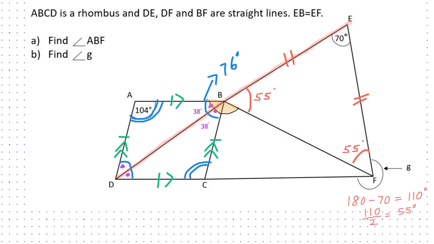So now we found the value of 2 out of 3 angles in this straight line. So now we can easily find the value of this angle, which is 180 degrees minus 55 and 38, which is 87 degrees. So therefore the value of angle ABF is equal to 76 plus 87, which is 163 degrees.